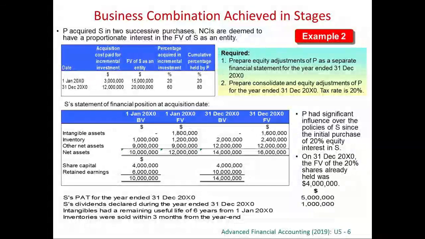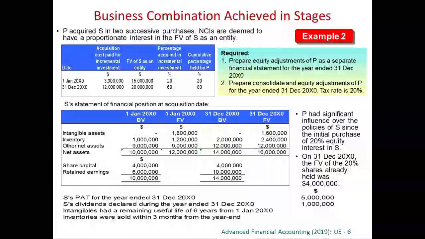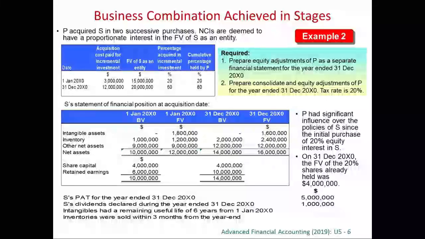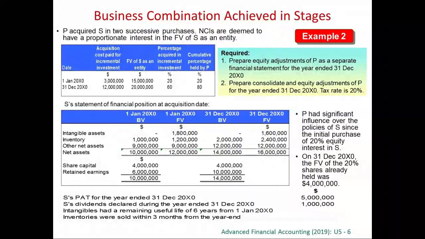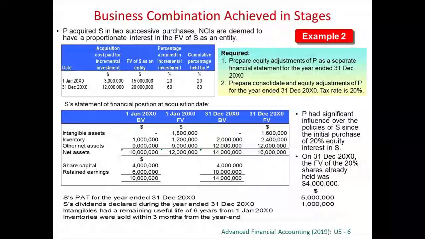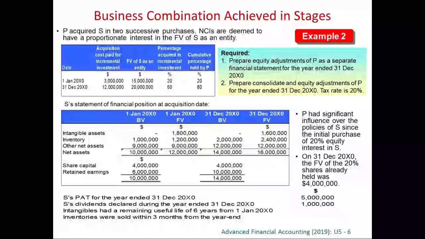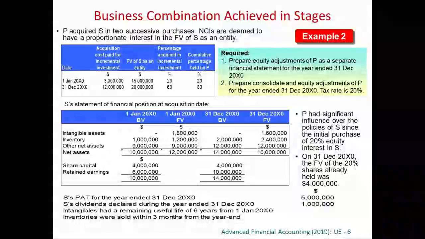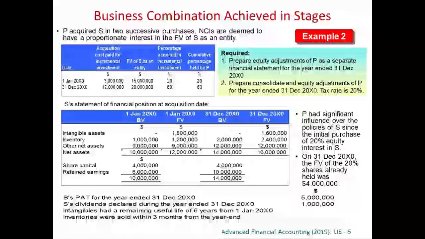Okay, so let's see the situations. In this case, P acquired S in 2 successive purchases. The question mentions that NCI, non-controlling interests, are deemed to have a proportionate interest in the fair value of the subsidiary as an entity. So they suggest how to calculate the NCI. NCI is calculated as a proportionate interest in the fair value of S as an entity.